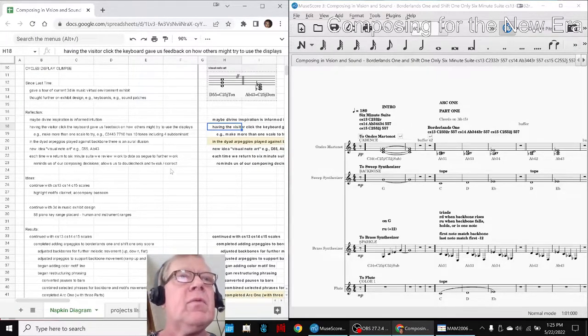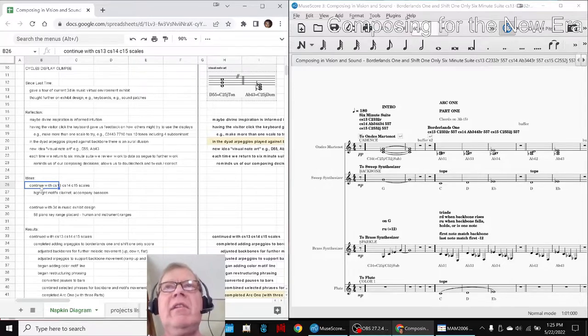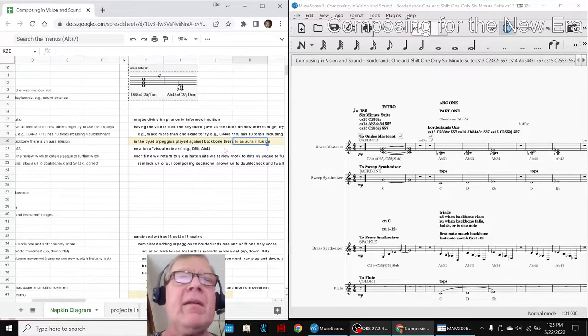We also worked more with our custom scale 13, 14, 15. We are making something called the 6-minute suite, and we're up to about 5 minutes so far. A couple things we noticed about it.